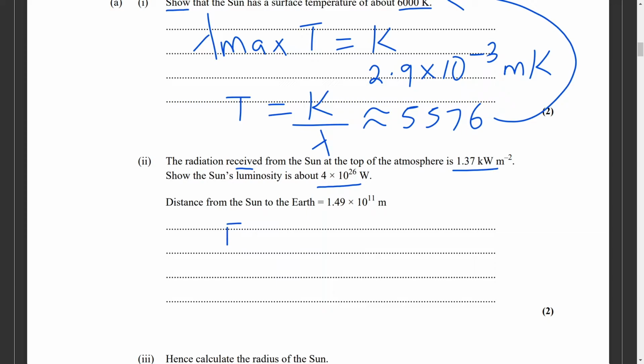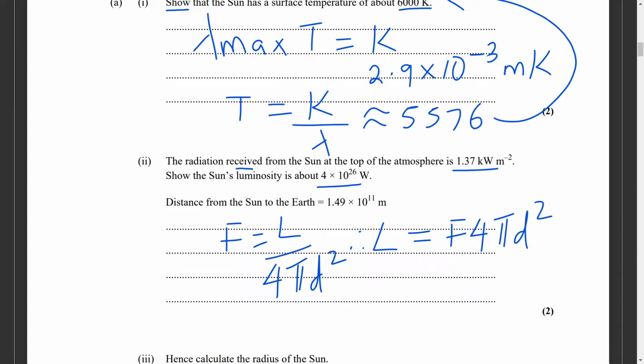So F is going to be equal to L divided by 4 pi d squared. That equation is given right up on this page, all right? And if you want to find the luminosity, therefore, make L the subject, and L is going to be F times 4 pi d squared. And if you work this out, you can now see that this value of 1.37 is the power away from the sun. That's going to be your F.